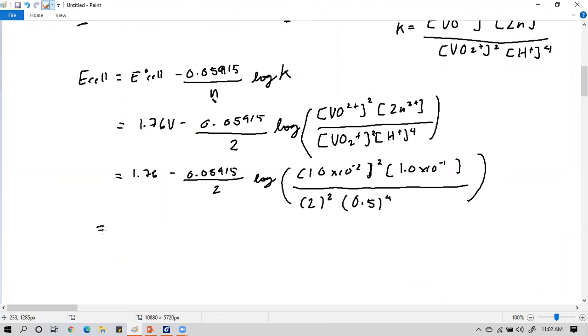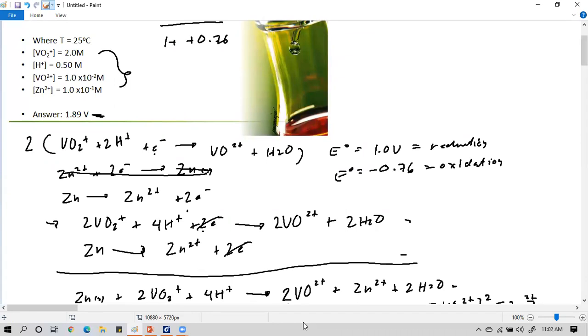So magkaaroon na lang ako ng direct computation. I'll not do this step by step, pwede rin naman gawin yan. So 1.0 times 10 to the negative 2 squared, times 2 squared, times 0.5 to the fourth power. And the answer is 1.89 volts for the E cell, which conforms to the answer, 1.89 volts.